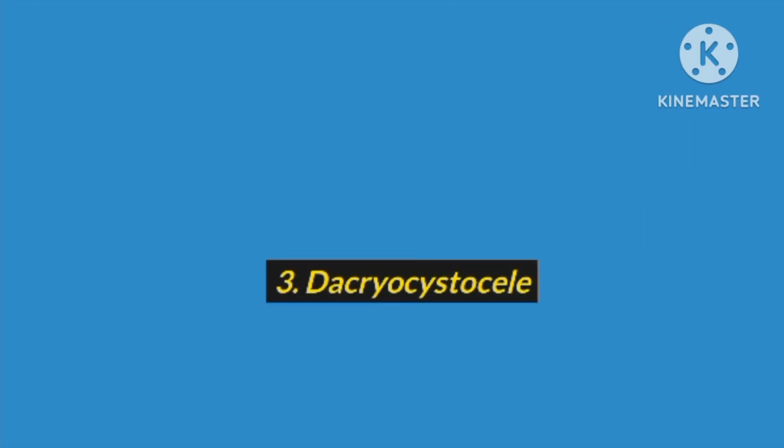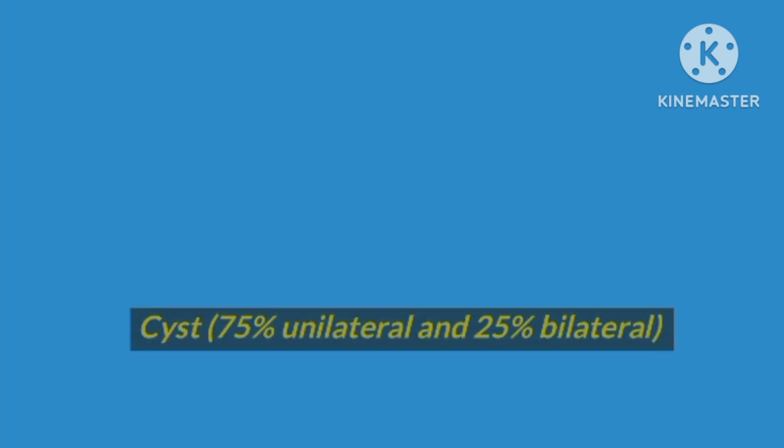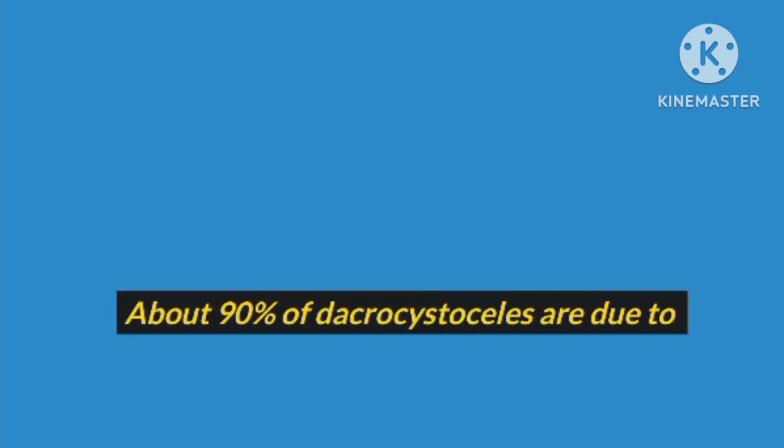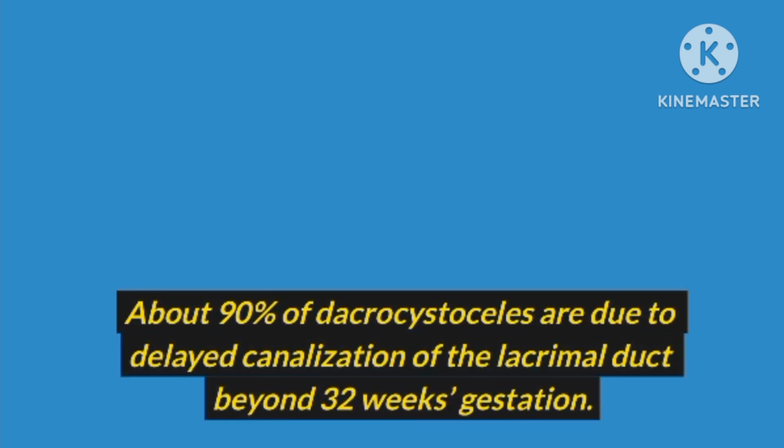Dacryocystocele. Ultrasound diagnosis: cyst, 75% unilateral and 25% bilateral, between the lower part of the orbit and the nose. About 90% of dacryocystoceles are due to delayed canalization of the lacrimal duct beyond 32 weeks gestation.